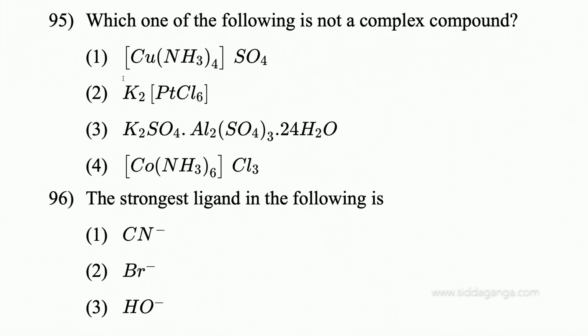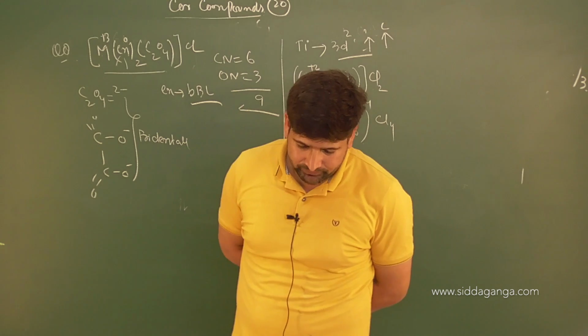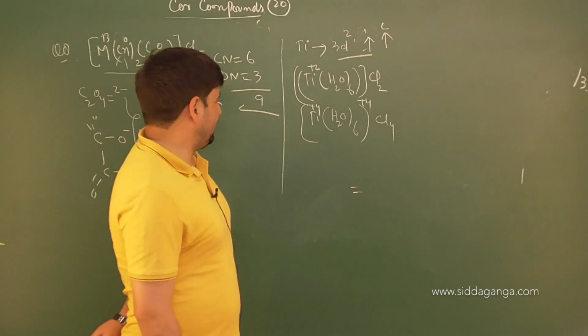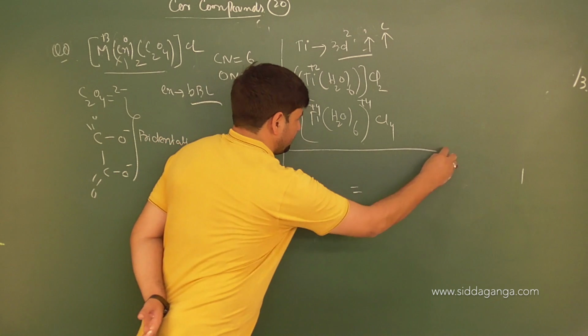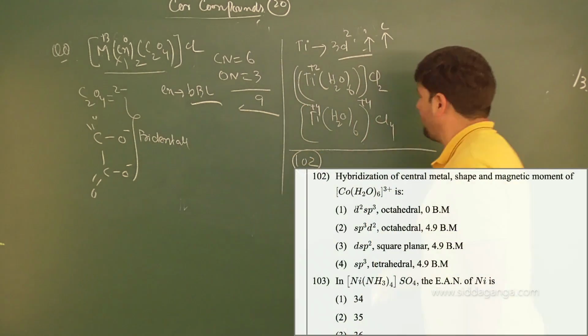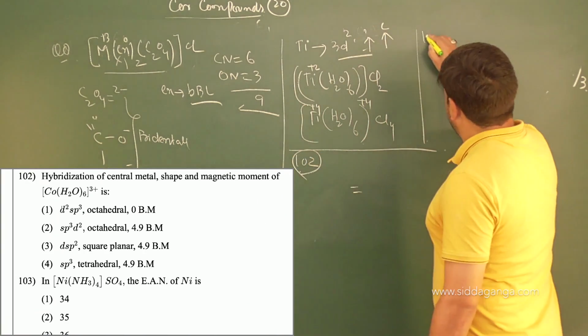Next question. Let's move directly to question number 102, because all the questions in between are direct questions, children. So let us see question number 102 now. Hybridization of central atom, shape and magnetic moment of [Co(H2O)6]3+ is. So the complex is, I'll write it here. Question number 102.